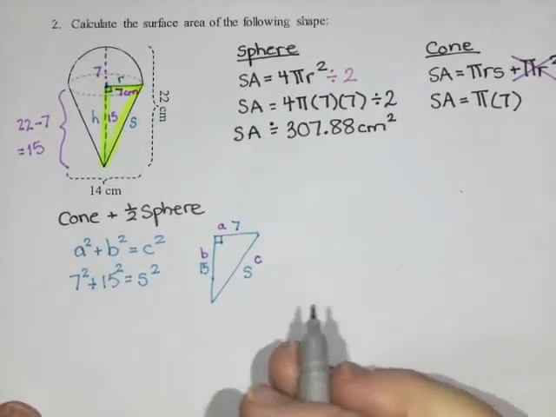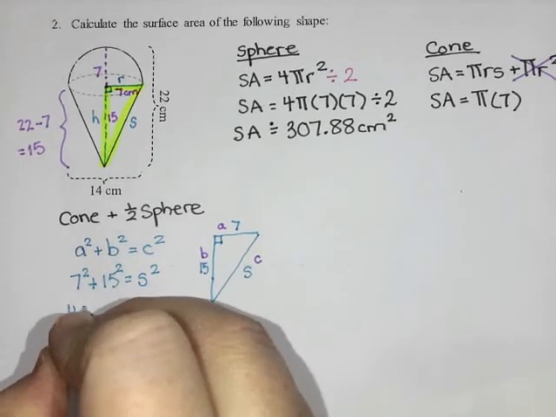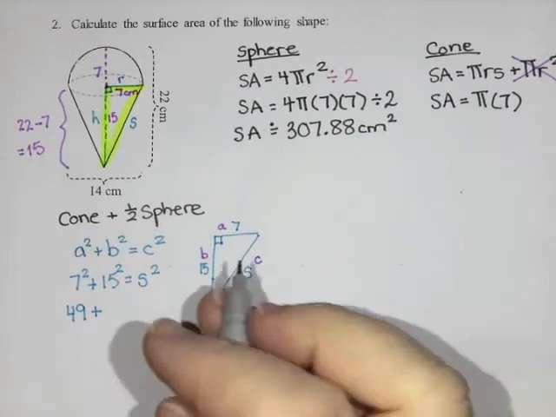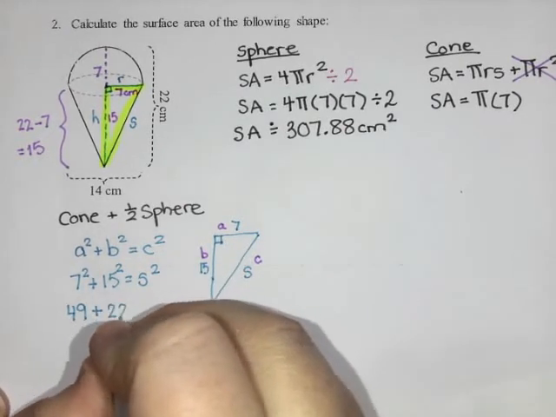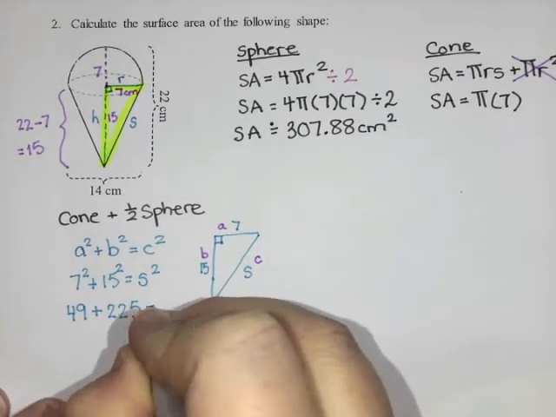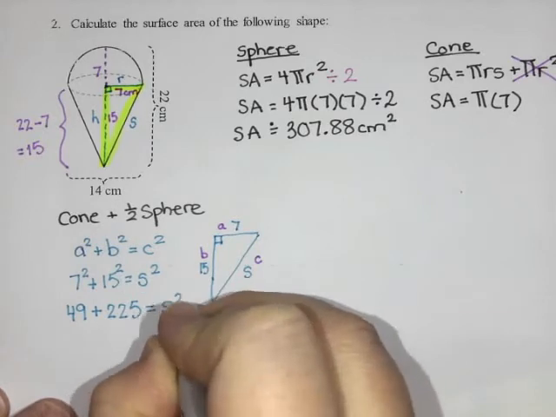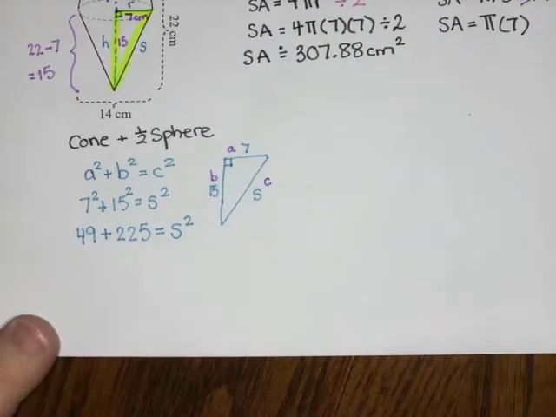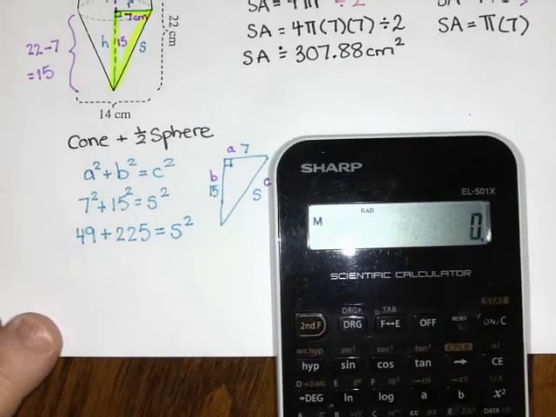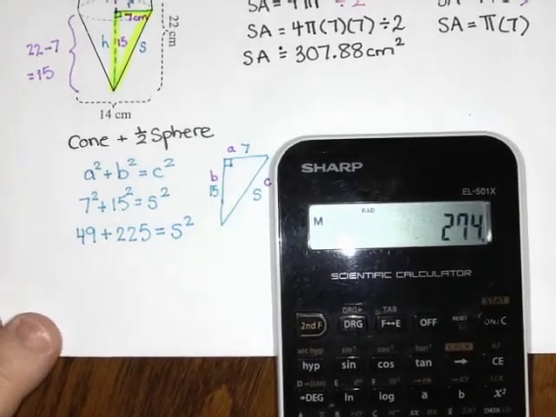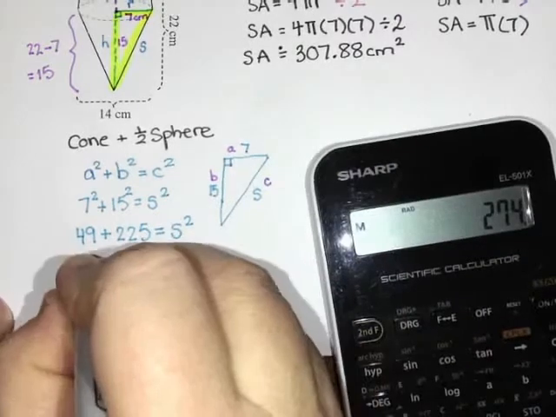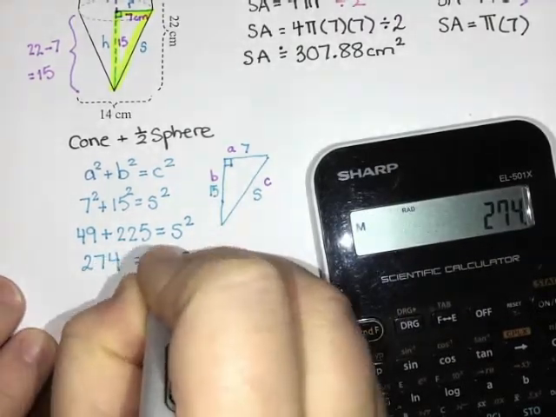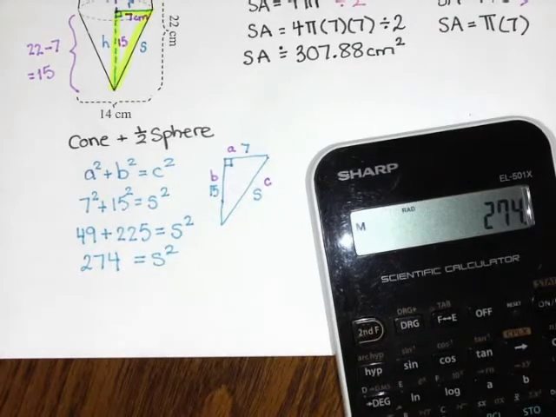So 7 squared, 7 times 7 is 49. 15 squared, 15 times 15 is 225. And then S squared. So 49 plus 225 is 274. Now that gives me S squared.